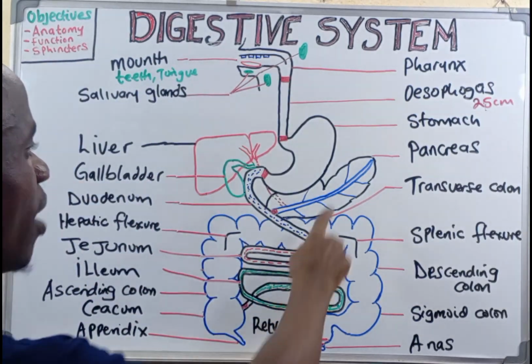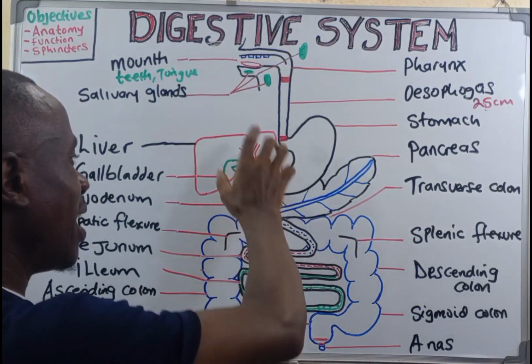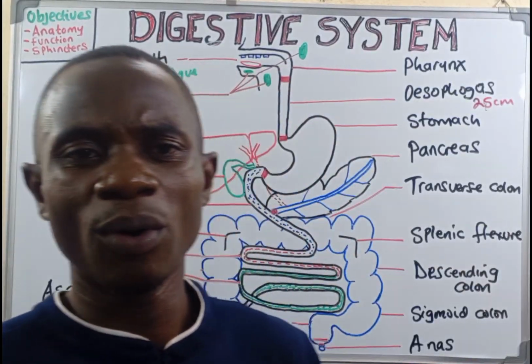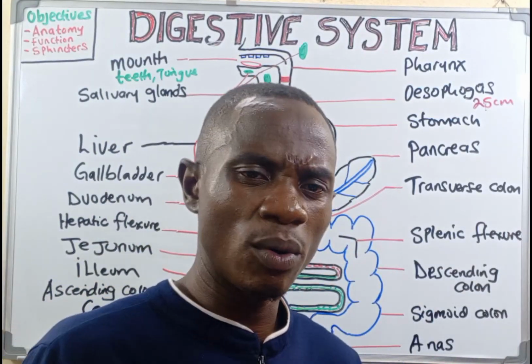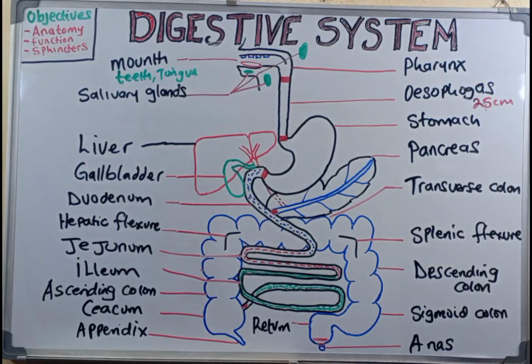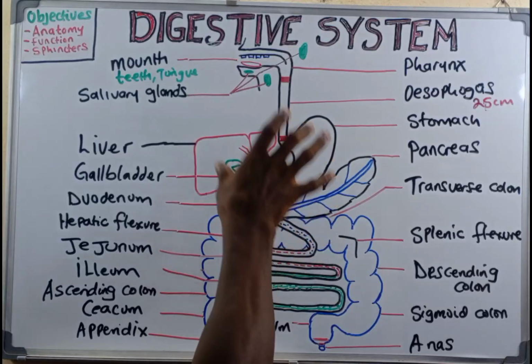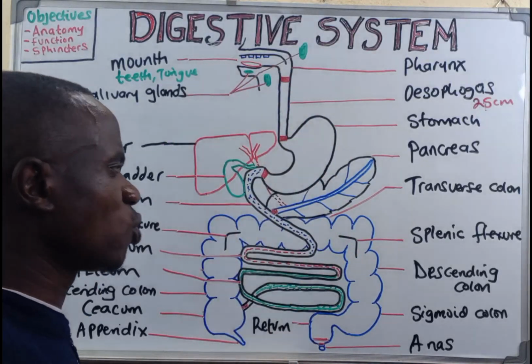So now the liver and then the gallbladder, plus a couple of different ducts, collectively they make what we call the biliary system. Later we shall come and explore the biliary system. Okay. So now these are the parts of the digestive system, and exactly where they are going to be located.